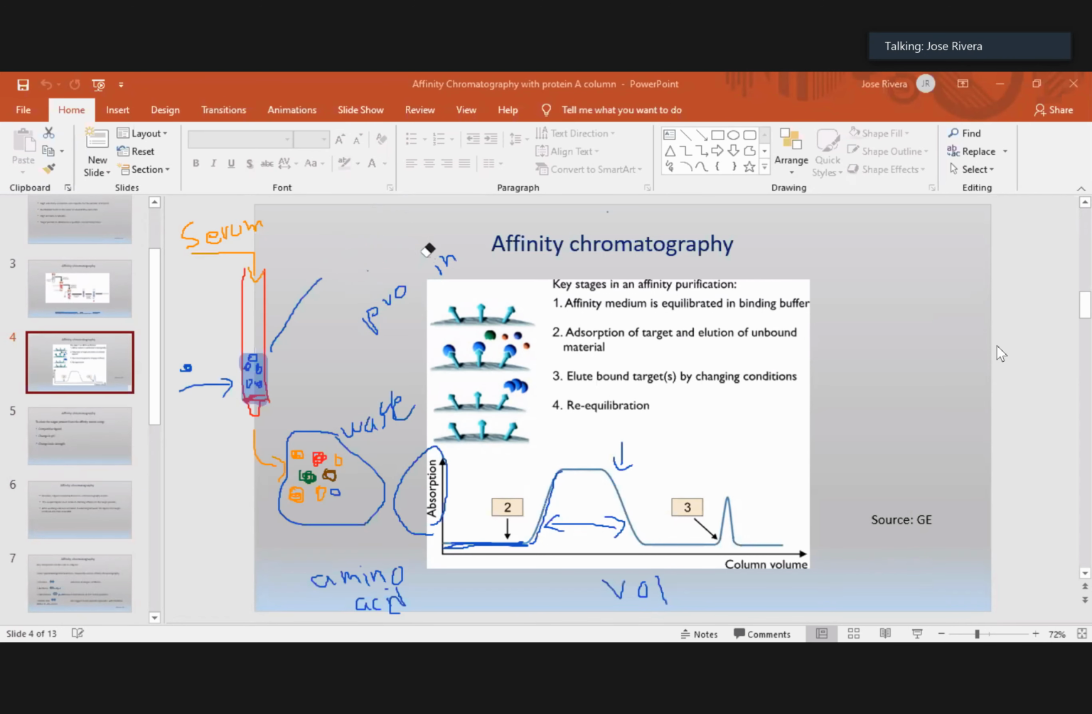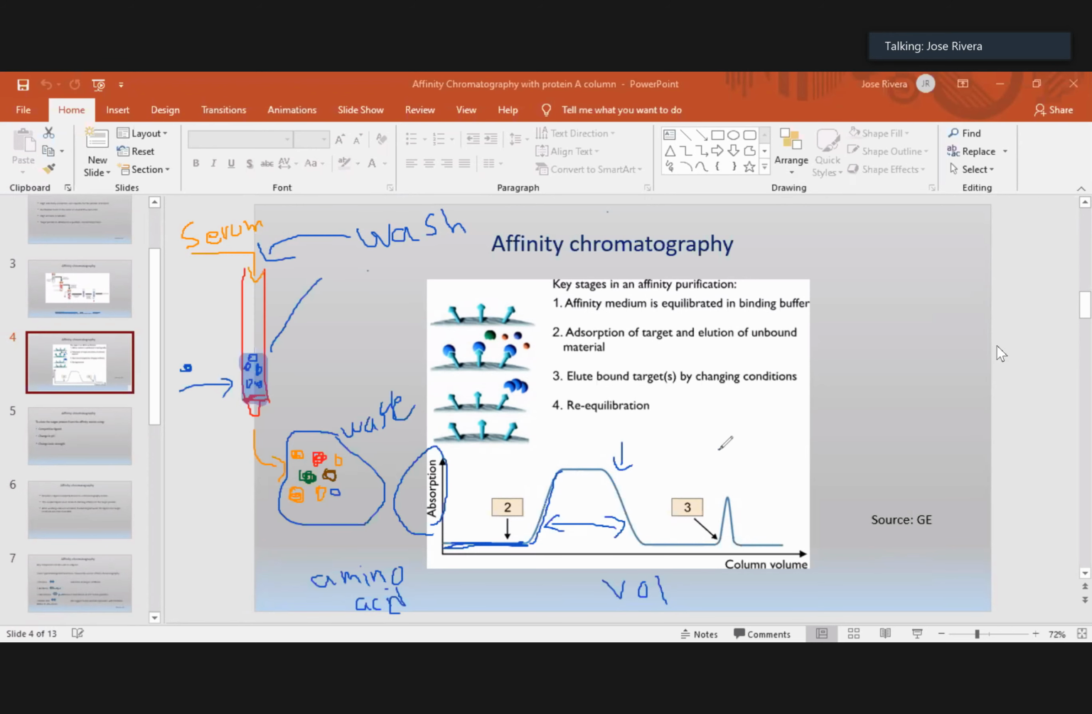you wash with buffer. Okay, so you wash and wash and wash. You wash with buffer, and your protein is still going to get stuck here. It's still attached to the ligand. And so eventually, you wash with buffer until it gets to 0. So there's no more protein coming out of here other than the ones that are stuck there.